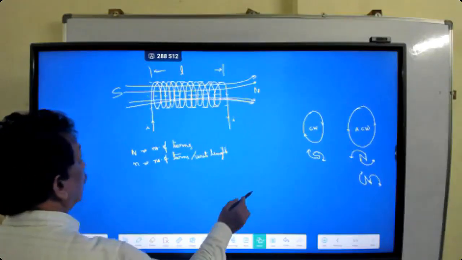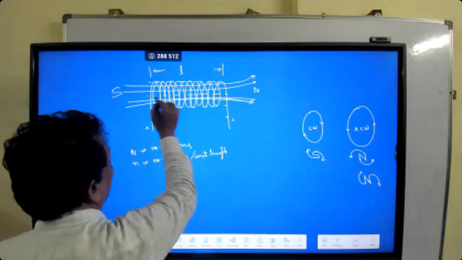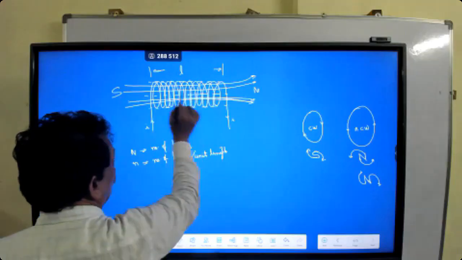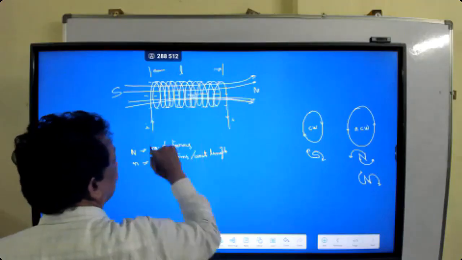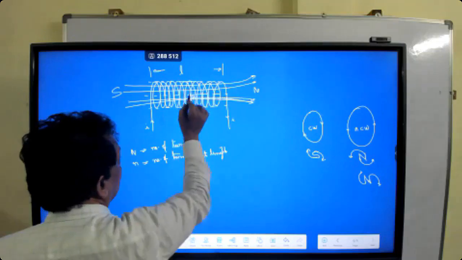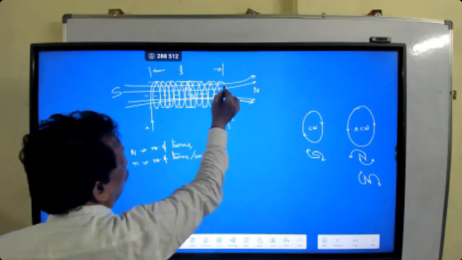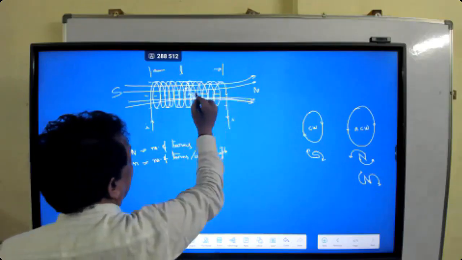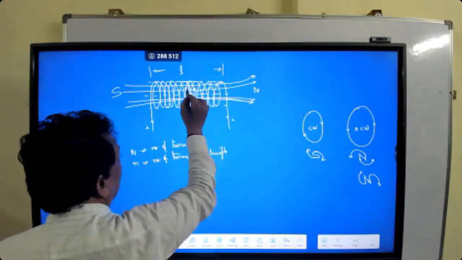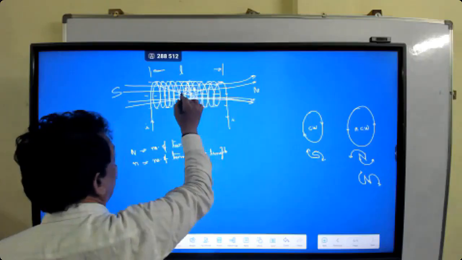I need to find the magnetic field at a point P on the axis of the solenoid. R is the radius of the solenoid. From one end it makes an angle beta, and from the other end an angle alpha.